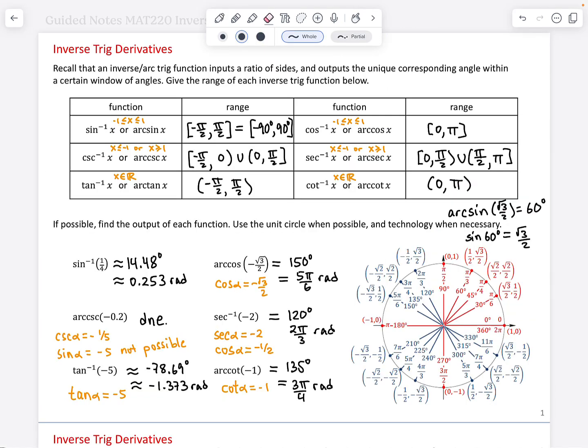So here's a quick review of inverse trig. Sometimes the unit circle is helpful in evaluating an inverse trig function, and sometimes the unit circle is not helpful, and we need to resort to technology. Okay, now we're going to focus on the graphs of some of these inverse trig functions, and then the derivatives. Moving on to the next page.